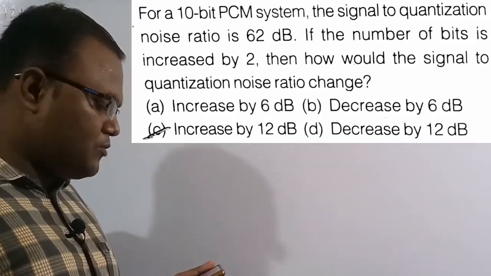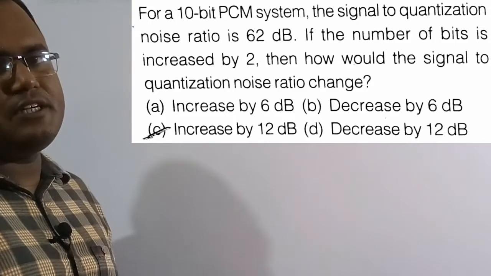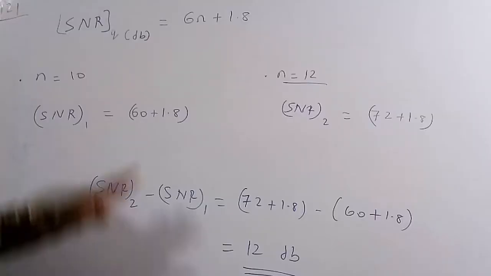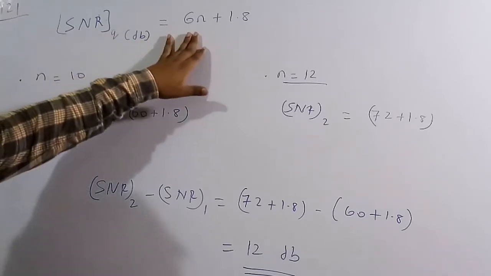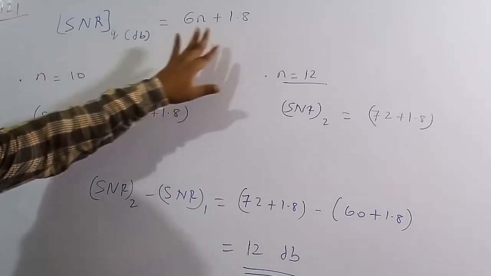What are the four options? Option C: increases by 12 dB. So let's solve this numerical. In PCM, the signal to quantization noise ratio in dB is 6n plus 1.8. This is the dB value.